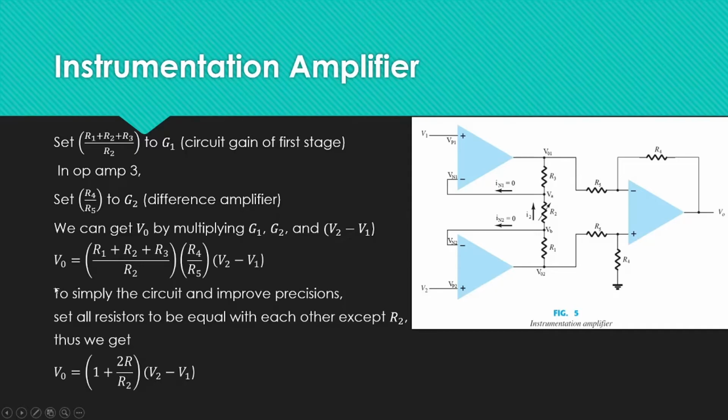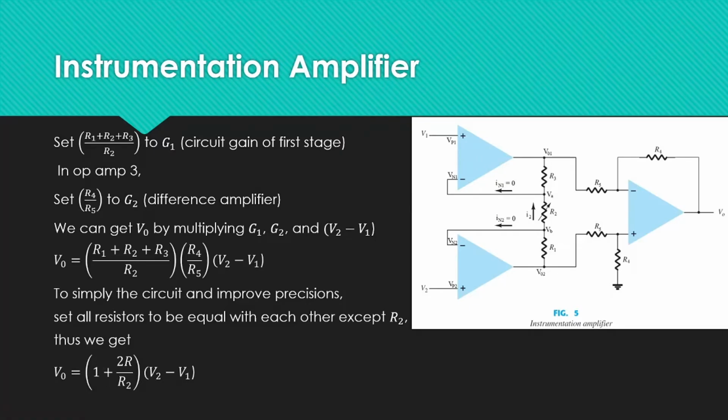So, to simplify the circuit and improve precision, all resistors, with the exception of R2, are often chosen to be identical in design and construction, thereby minimizing deviations between their resistances. So if we set R1, R3, R4, and R5 to R, the expression VO reduces to VO is equal to the quantity of 1 plus 2R over R2 multiplied by V2 minus V1. So we have R here and R, so that will be cancelled out, and R and R, so that makes 2R. So over R2, then we separated R2 over R2, then that makes 1.